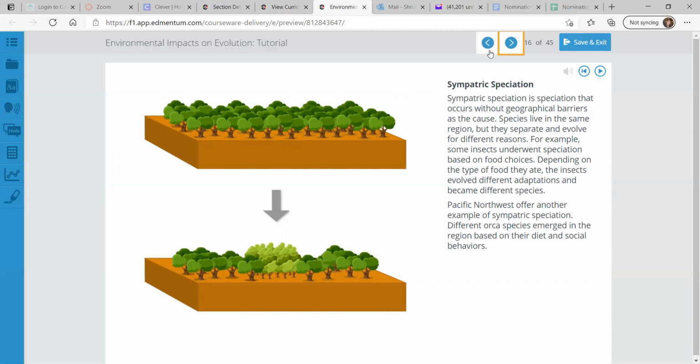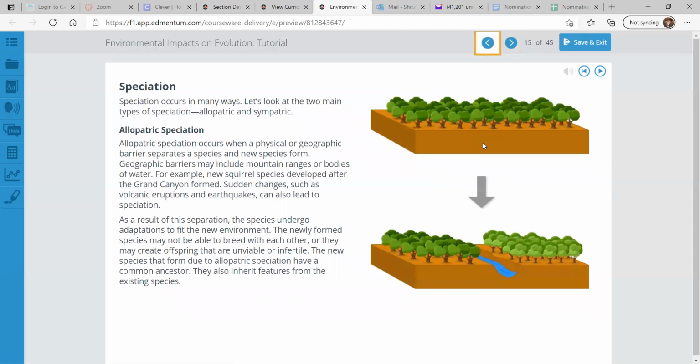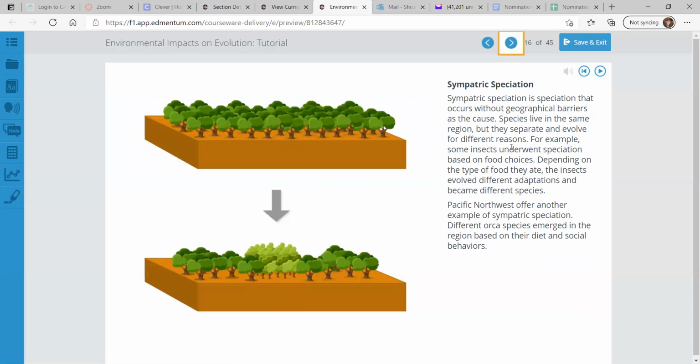So allopatric, there's some type of geographical barrier involved. Sympatric, species are living in the same region, but they separate and evolve for different reasons other than geographic.